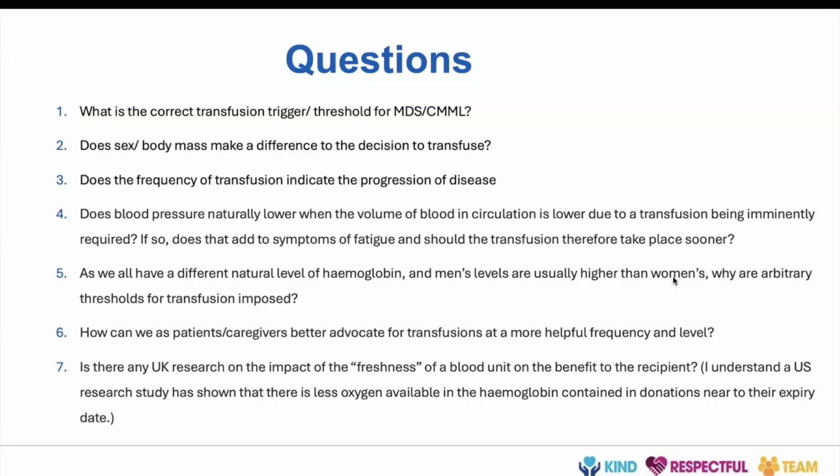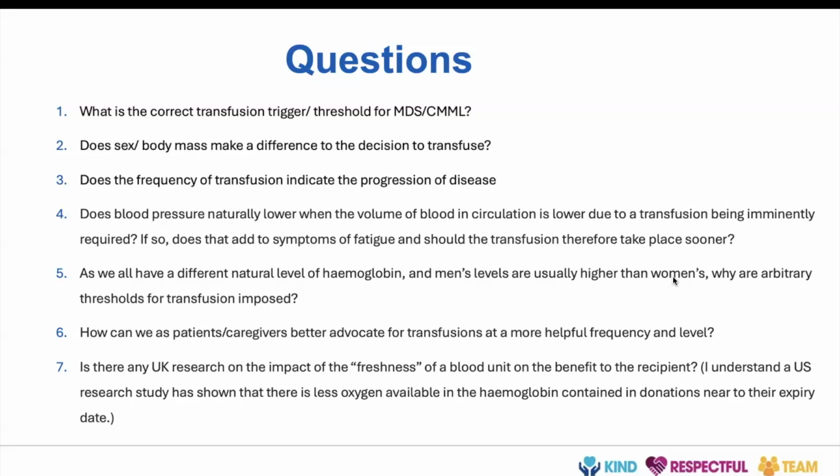Question 5, as we all have different natural levels of hemoglobin and men's levels are usually higher than women's, why are arbitrary thresholds of transfusion imposed? So this is one that I took a long time to think about how to answer, because I wanted to answer it correctly. Now, there is normal hemoglobin, and normal hemoglobin is for people who do not have MDS. And then there is the hemoglobin that is normal for people who are being transfused.